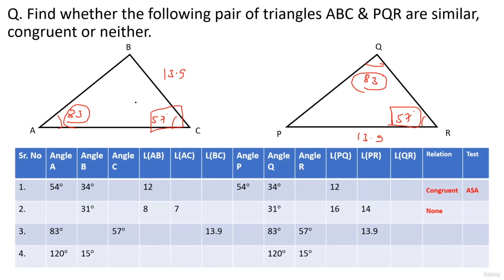Also, the unincluded side, means other side, except the common wala side, the unincluded side is given as 13.9 and 13.9 in both of them. That means the triangles are also congruent by the side angle angle, or the SAA test.